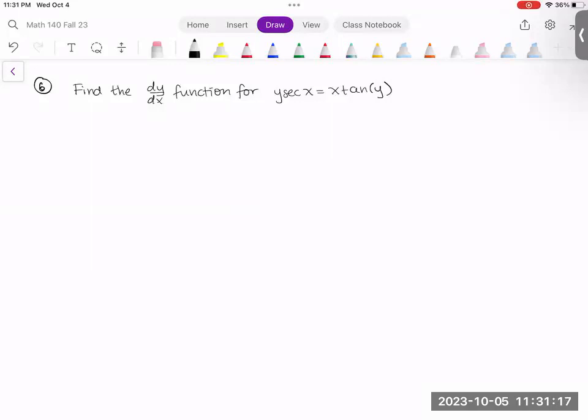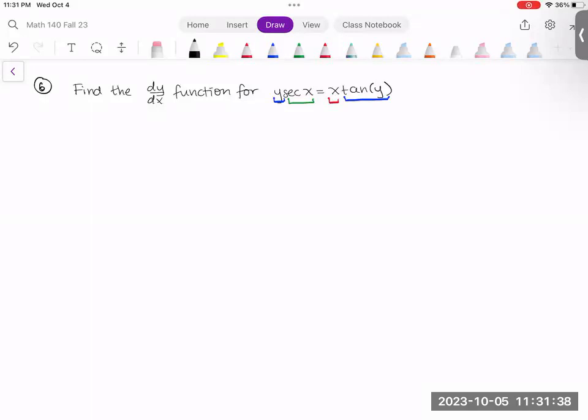If we look at the way that the left-hand side is built, we have y times secant x, so we're going to use the product rule. And on the right-hand side, we have x times tangent of y. And so we're going to use the product rule there as well. So here we go.